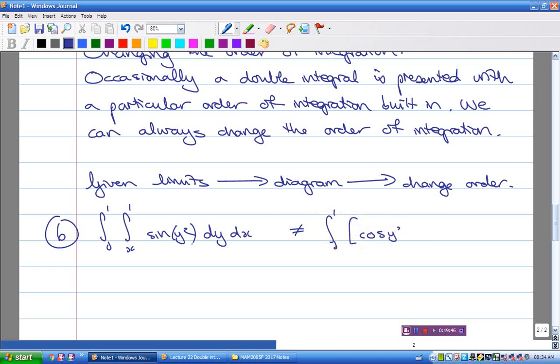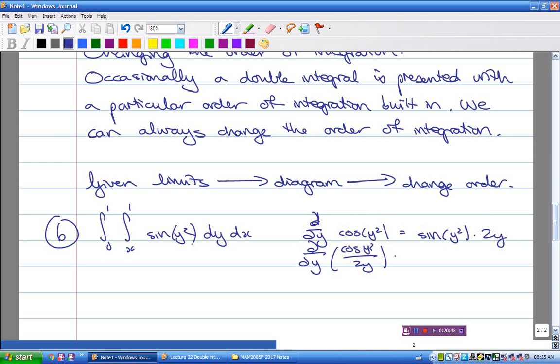Let me say, d by dy of cos(y²) is sin(y²), which we do want, but it's times by 2y, which we don't want. But then you might say, okay, cool, well then instead of having cos(y²) on the left there, why not have cos(y²) over 2y? Because then the 2y will cancel. But that also won't do, because then we have to do quotient rule on that thing.